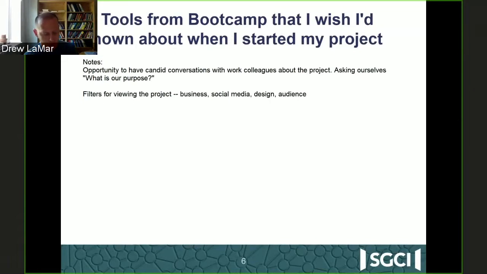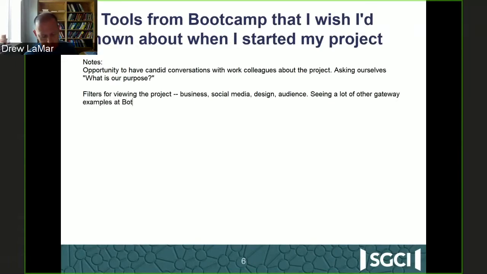Another thing that I found very useful was seeing a lot of other gateway examples at the boot camp. When you go, you hear other people who are either already into their project and have developed it to some extent, or just starting.